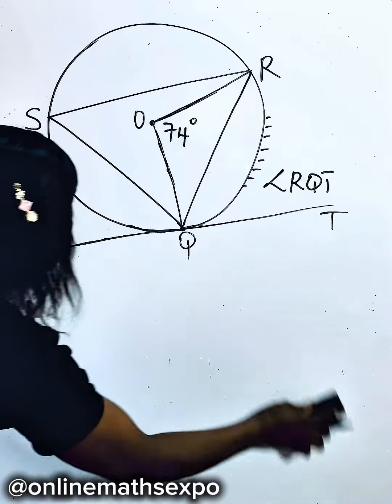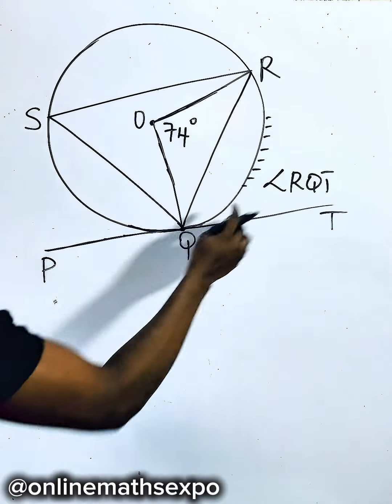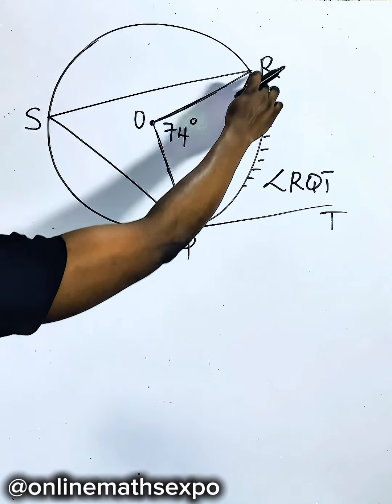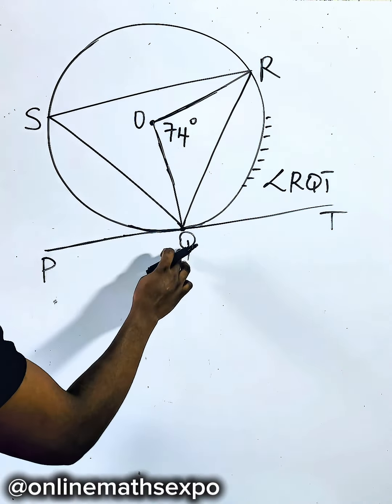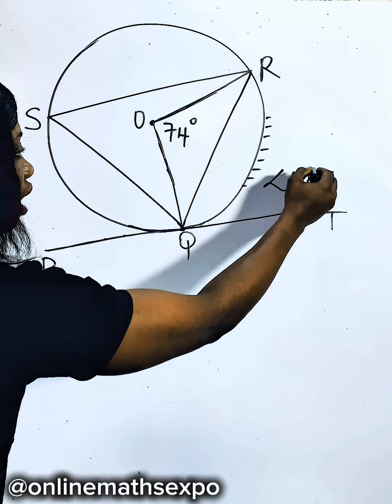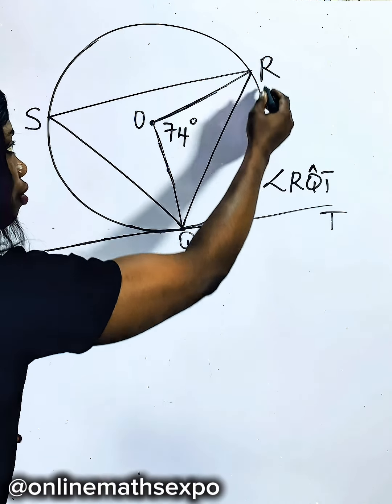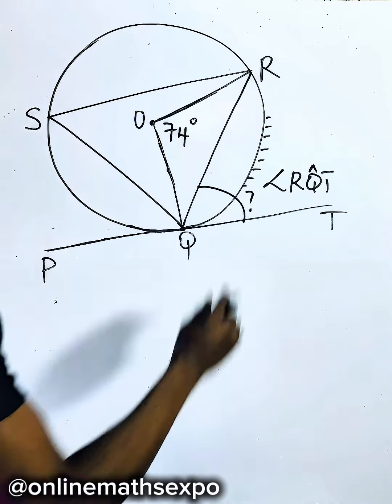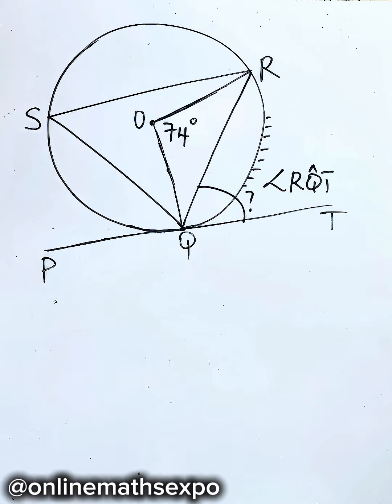Now, what do you do? How do you find this? What is angle RQT? Where is angle RQT? This is R, this is Q, this is T. So the angle at this Q is what you are looking for, RQT. That means you want to find this angle. Now, how do you find the angle? Let me teach you what to do.